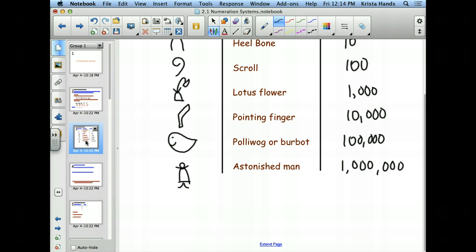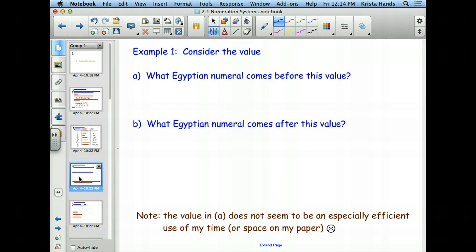Just saying, right? Okay. So the cool thing about their system is it's really easy to write stuff and to read stuff in their system. I mean, it's really easy to interpret what their number is versus our number. So what's not so helpful is that it can sometimes result in bunches of symbols. So let's take a look at a few things. We're going to consider the value, and the value we're going to look at is this one.